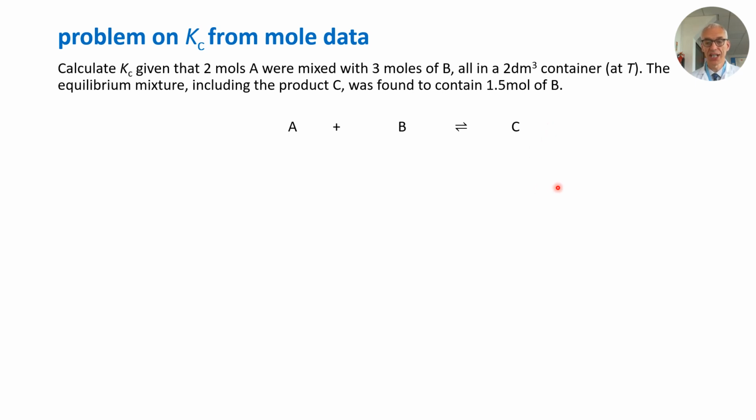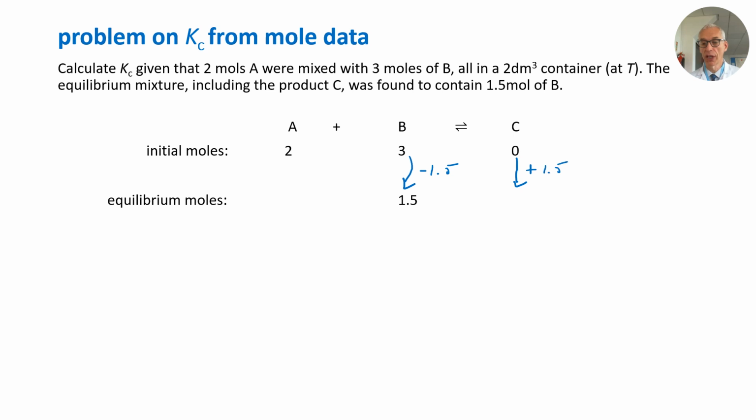Okay, so I'm going to set it out in this way. My initial numbers of moles of A is 2 moles, 3 for B and 0 for C. Now we're also told that at equilibrium there's 1.5 moles of B, which means that the moles of B have gone down by 1.5 moles, which must mean that C, because it's a 1-to-1 reacting ratio, has gone up by 1.5 moles.